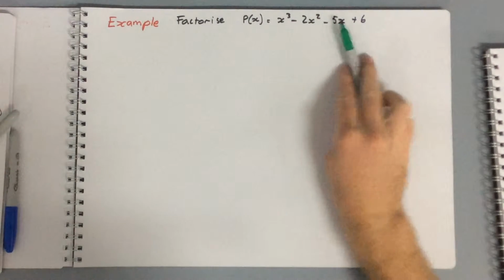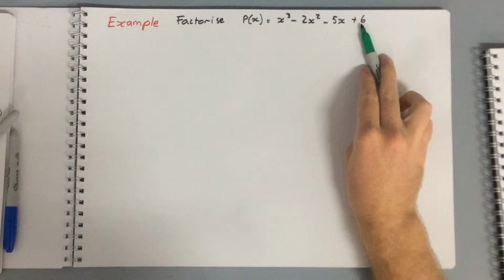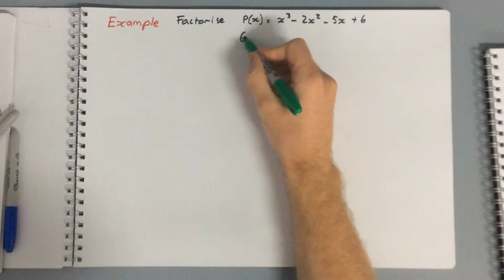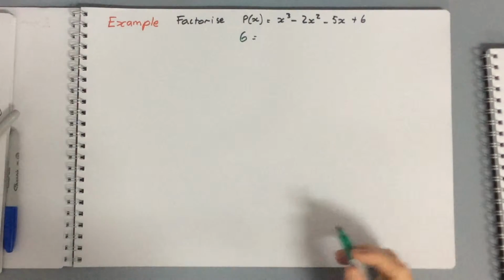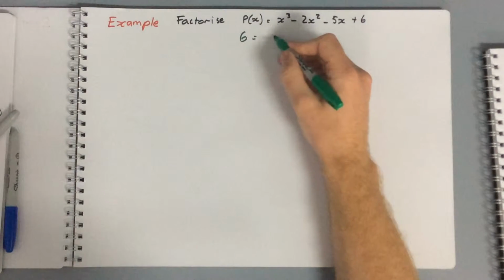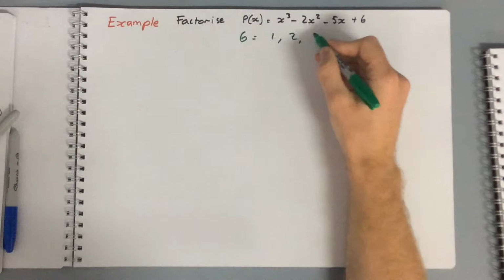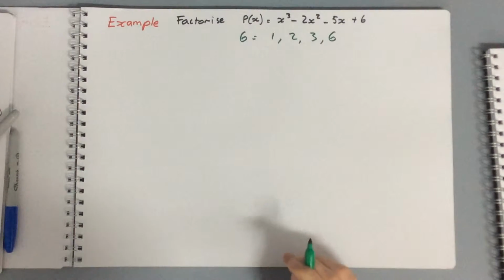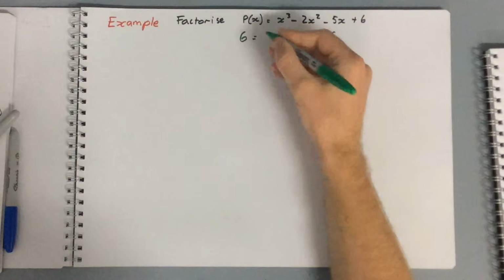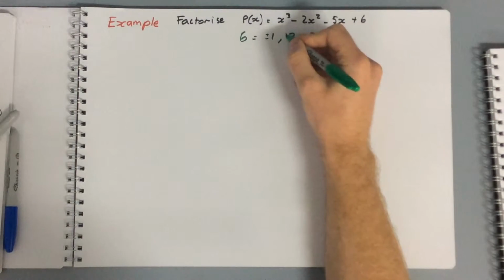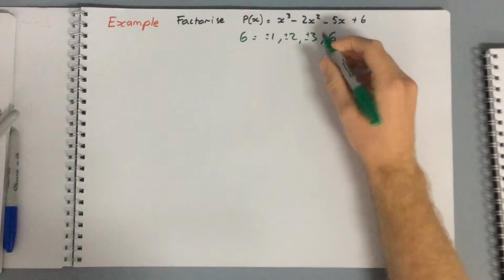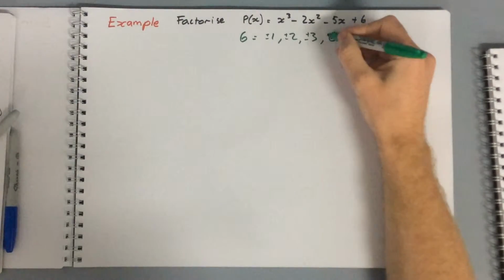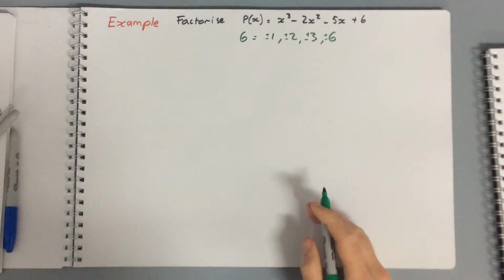So first step, generally look at your constant term, 6. This is our first step, so look at 6. What are the factors of 6? Well, we've got 1, 2, 3, and 6 itself. We can also say plus and minus. Minus 3 times minus 2 would give us positive 6, for example.